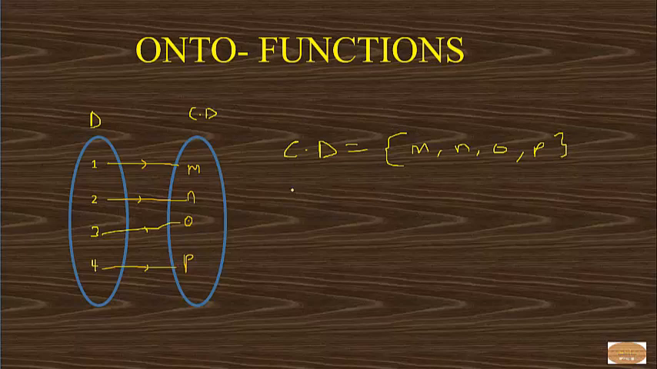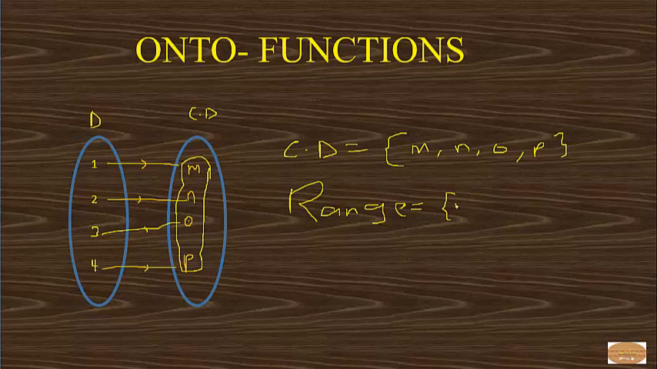So let's talk about the range. Now in our previous lesson we explained about the range. So the range can be found in the codomain. So we said the range is a subset of the codomain. So M, N, O, P are the range. So M, N, O, then P.